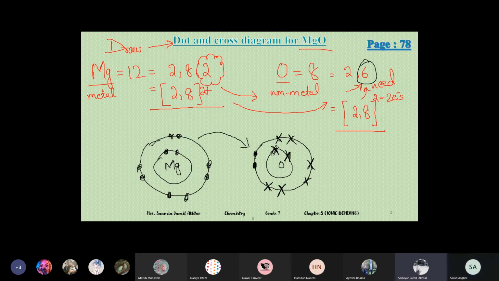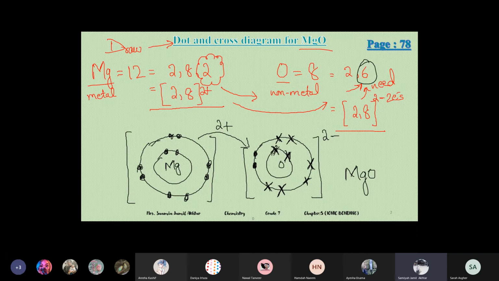Now, what is missing in this diagram? The square brackets and the signs. Very good. Square brackets, magnesium 2 plus and oxygen 2 minus. And the formula will be MgO because there is one magnesium atom and one oxygen atom. So this is the dot and cross diagram for magnesium oxide.